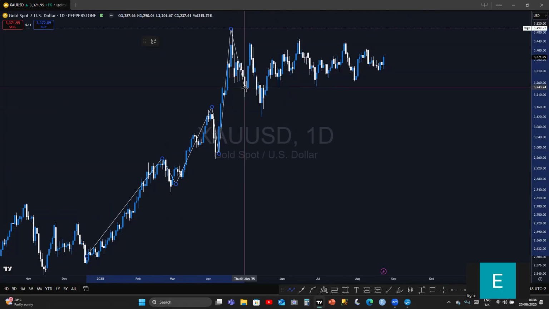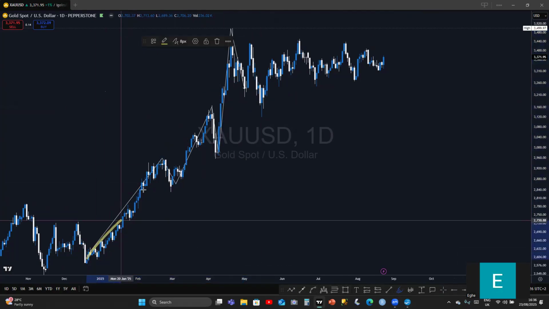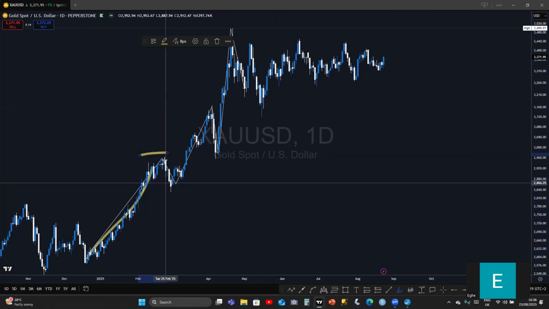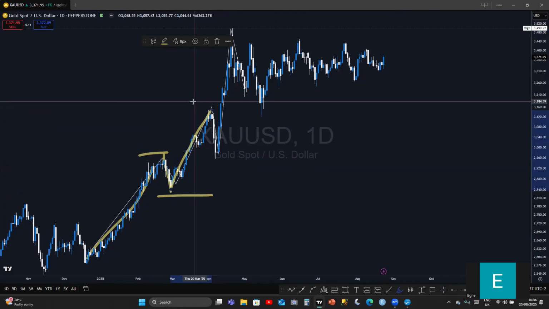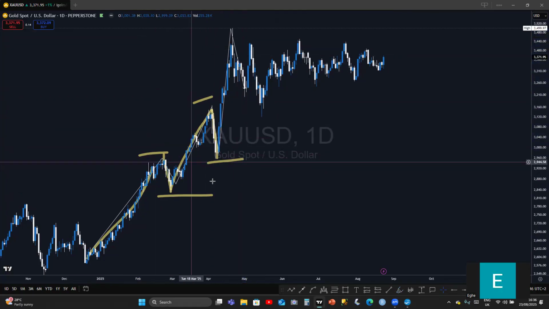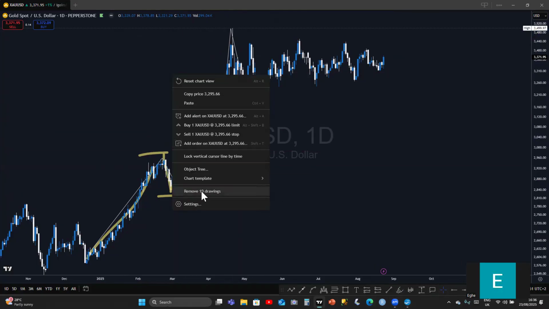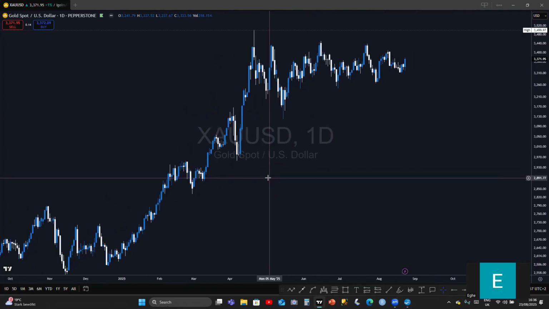This is a bullish trend because it's breaking structure to the upside. It pushed from here, it created a high. Then it pushed down and created this low. From there again, it pushed and created another high. It reduced again and created a low like this. So that is what we call a bullish trend.